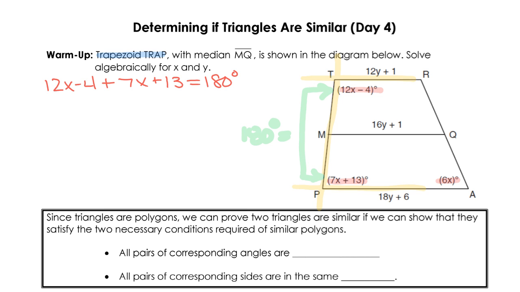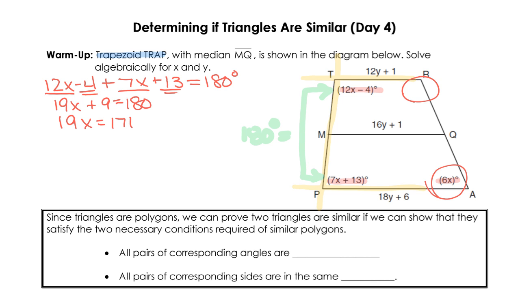Some of us don't like the setup because we're not using the 6x. However, we don't know what the angle is up here to be supplementary with, so we can't use a 6x. So it's right now a little bit of extra information. Okay, 12x and 7x make a grand total of 19x. Negative 4 plus 13 is a positive 9. If we subtract 9, we get 19x equal to 171. And if we divide by 19, x comes out to equal 9. And we have one of our variables found.